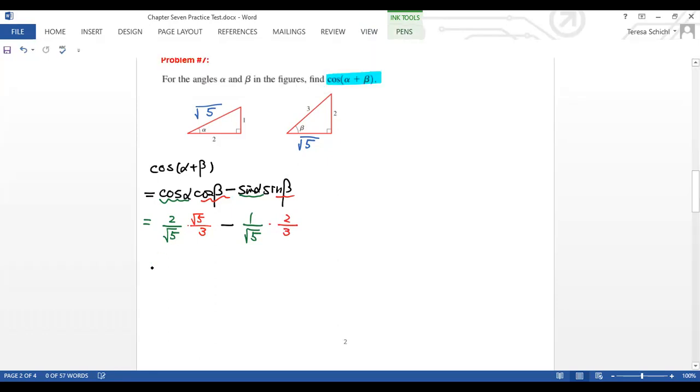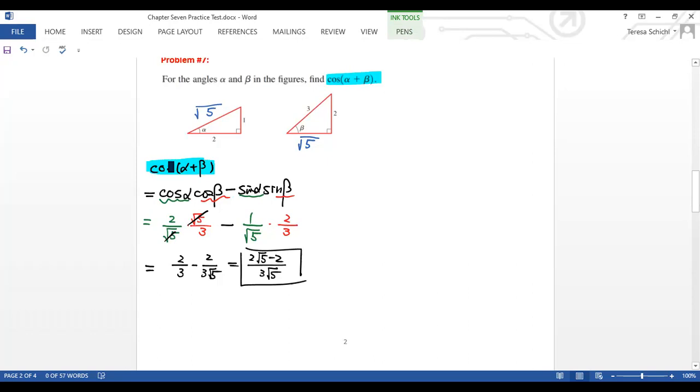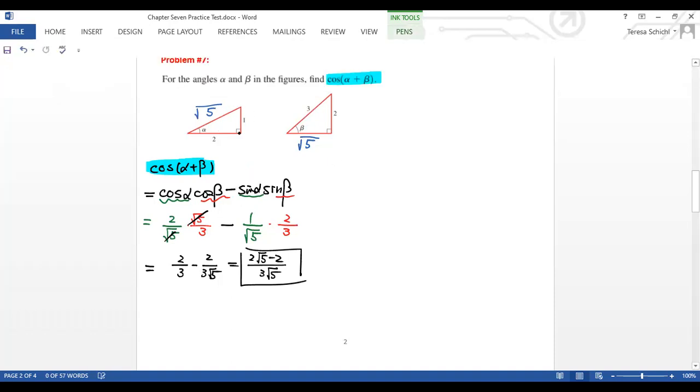Okay, so now in here, let's see what happened. Oh, this is good. So this is 2 over 3 square root of 5 minus 2 over 3 square root of 5, right? If you want to simplify a little bit, you can say this is 3 square root of 5, then this is 2 square root of 5 minus 2. All right, so that will be the answer. So this problem, try to test your understanding first. You need to use the summation formula, break it down. Then you need to know how to find the angle from the triangle, from your triangles here. All right, that's number 7.